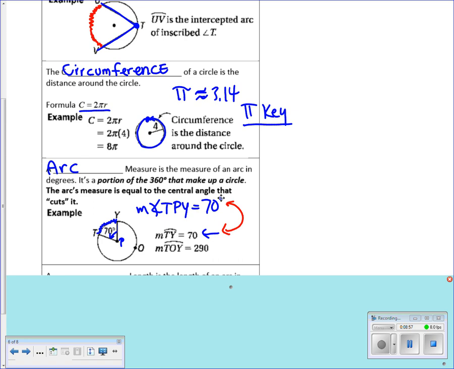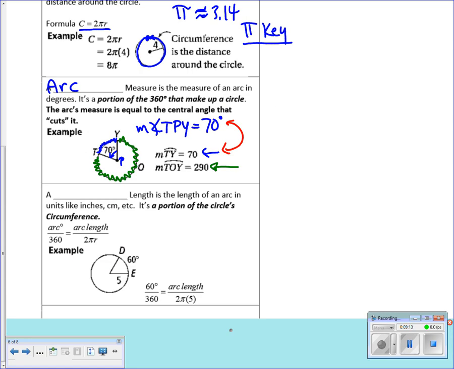Where it's different is this 290, and that comes from what's left over to create the major arc on the other side. And that's going to, of course, be 290 because the two have to add together to give you 360. All right, next up is another formula.